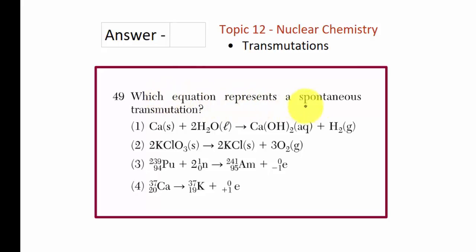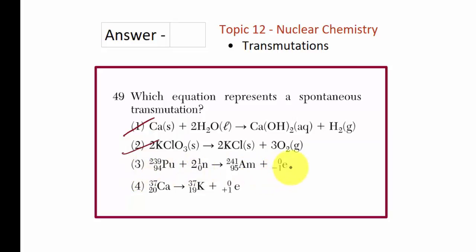Question 49. Which equation represents a spontaneous transmutation? This is a nuclear chemistry question. We're looking for a spontaneous transmutation which involves either an alpha, a beta, or a positron being emitted from the nucleus of an atom. The first two equations have nothing to do with nuclear chemistry. The first one happens to be a single replacement reaction. The second one is a decomposition reaction in standard chemistry.